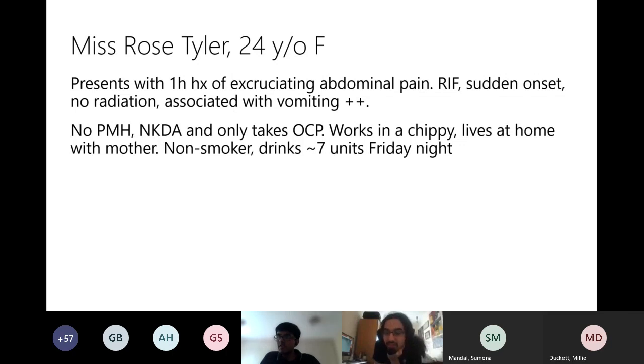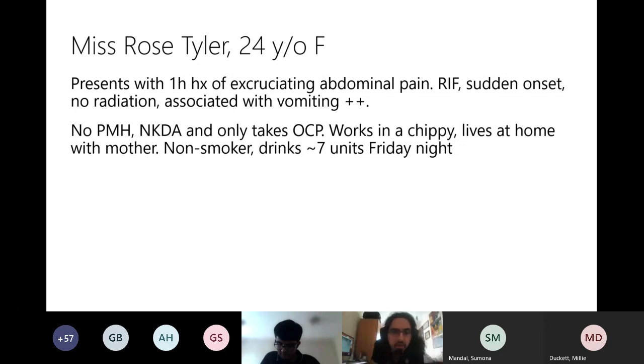I like it. Very good. So Alexis, you've made a good point. Just because somebody's on contraception doesn't mean that it rules out pregnancy. So hopefully it is appendicitis, because obviously that's much, much more manageable.